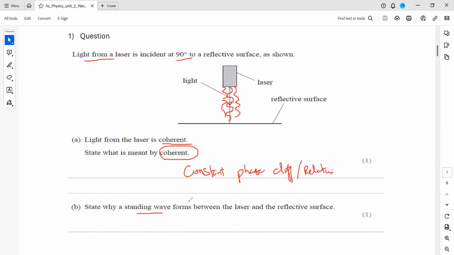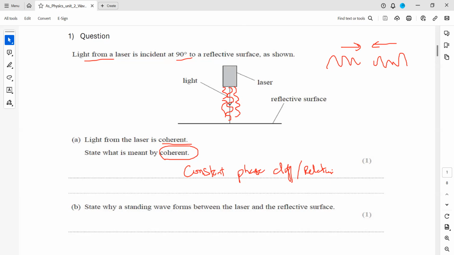State why a standing wave forms between the laser and the reflecting surface. So what is the reason for formation of a standing wave? What will happen when two waves are traveling in opposite direction? They will give rise to a standing wave. So what are the two waves? One wave is from the source, another one is from the reflecting surface.